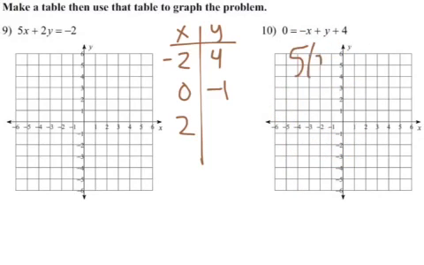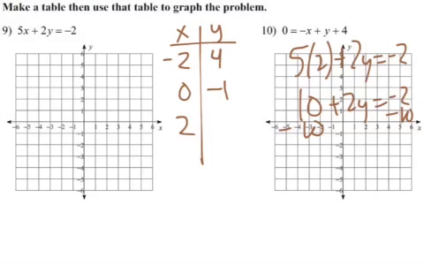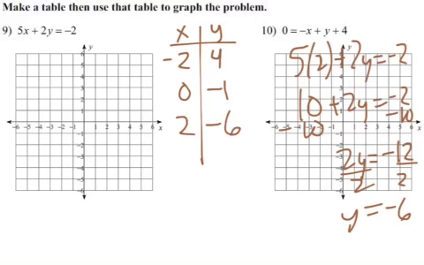Okay, 5 times positive 2 plus 2y equals negative 2. 5 times 2 is 10, plus 2y equals negative 2. Subtract 10 this time. Negative 2 minus 10 is negative 12. Divide by 2. y equals negative 6. Plot those points. 2, negative 6. 0, negative 1. Negative 2, 4. Works like a charm. Good enough, right?